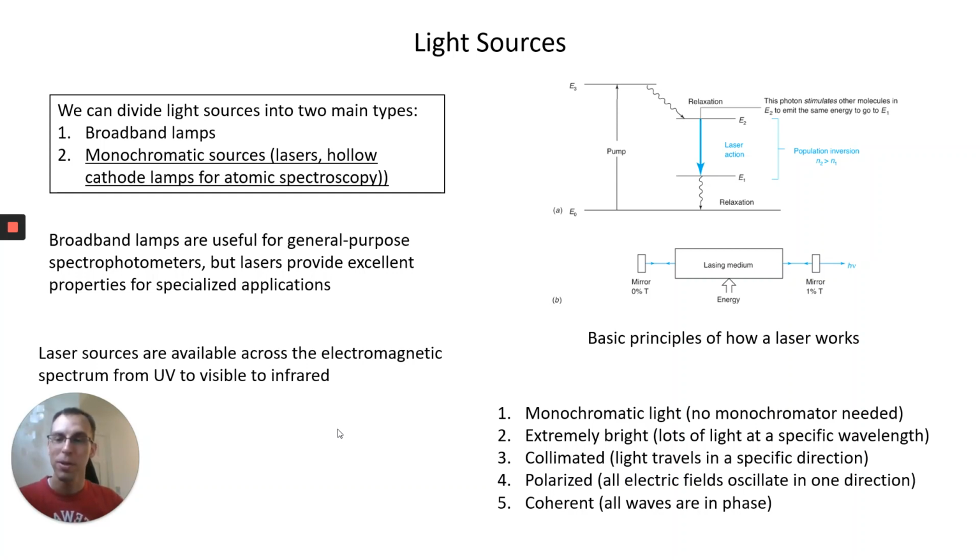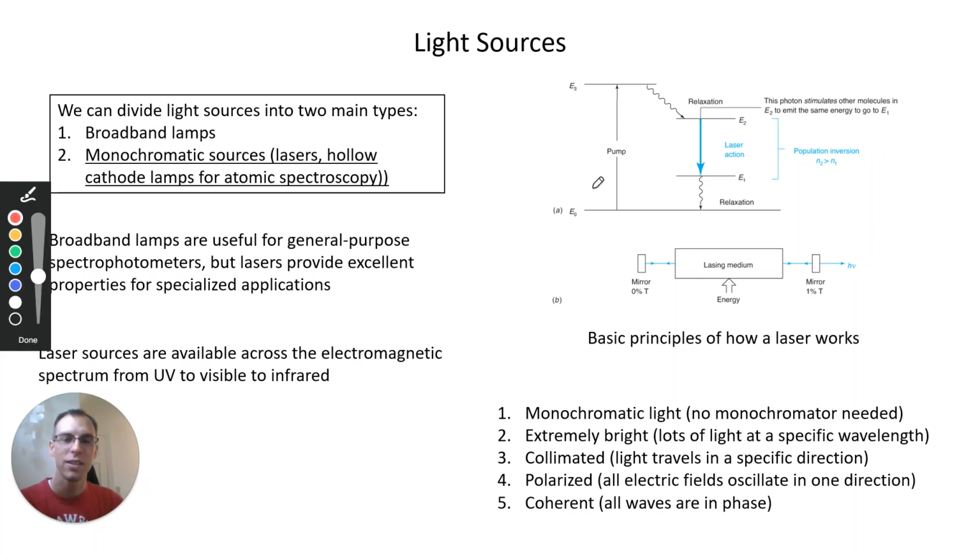Now, for general purpose spectrophotometers, it doesn't make sense to use a laser. Lasers can only emit one specific color of light at a time, versus a broadband lamp where we can use a monochromator and get any color we want, essentially, throughout the visible or ultraviolet range. But for specialized applications, lasers provide a lot of advantages that you don't get from a typical lamp. So we'll briefly talk, only briefly, about how a laser works.